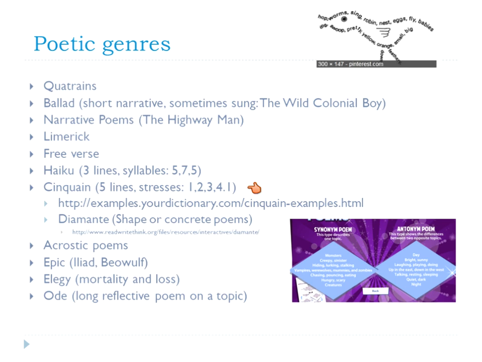A cinquain is 5 lines and the stress is 1, 2, 3, 4 and then back to 1. And if you want to see more examples, look, there are so many examples of these text types. So just listing these gives you a start on the different kinds of poems.